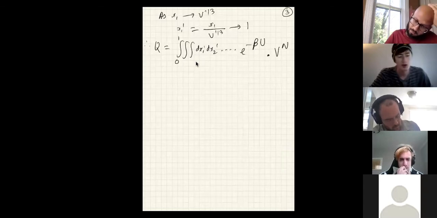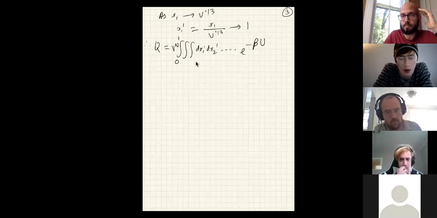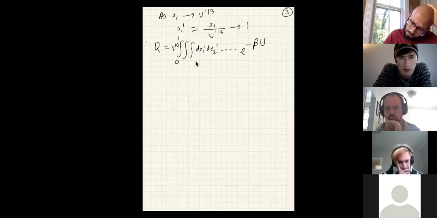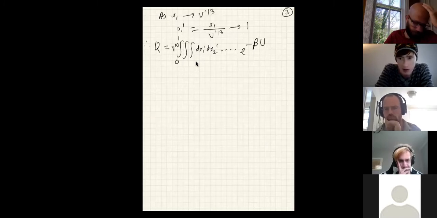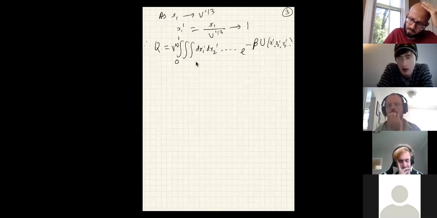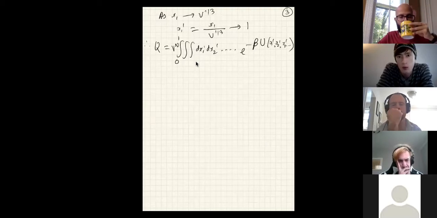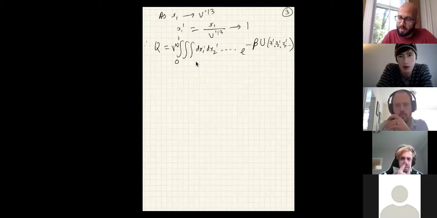I have a quick question. I'm confused about the limits. Are we integrating each variable from 0 to the length of the box on that side? But u depends on it, so they're interacting, right? Wouldn't you have to integrate out some of the coordinates and then the final one? No, you will still be a function of x1 prime, x2 prime, x3 prime. It will have a volume dependence in it. Now you will have a volume dangling over here.